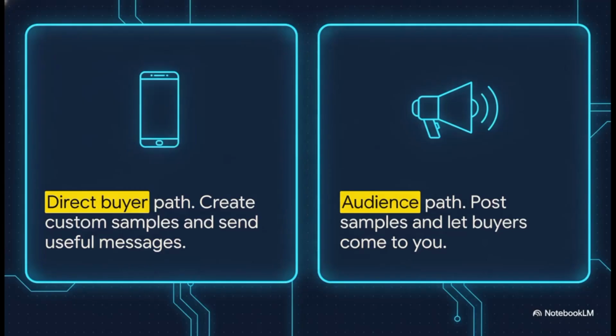So for example, if you have absolutely 0 followers, don't worry. You're just going to use the direct buyer path. This means you're showing value first by creating custom samples for real businesses. So absolutely no begging and no spamming required, which is great.